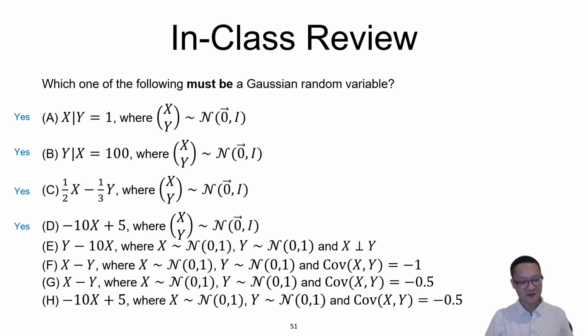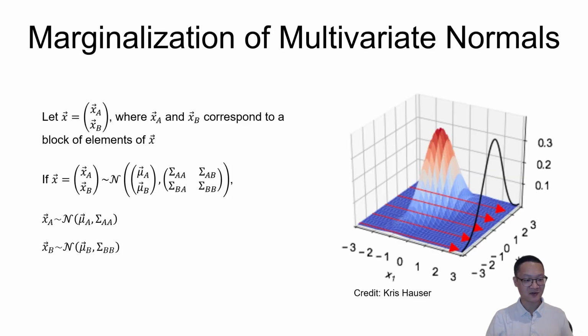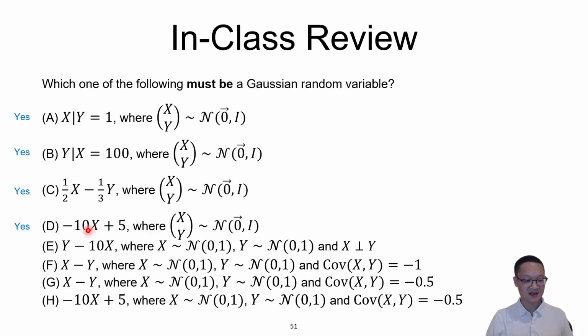So D, we're given that X and Y are jointly Gaussian. Then X must be Gaussian because of the marginalization we just talked about. If you write down a vector as blocks and the entire vector is Gaussian, then each block is also Gaussian. So now we're just multiplying by minus 10 and then adding a constant. All that does is change the variance and the mean, but the overall variable, minus 10X plus 5, is still Gaussian.